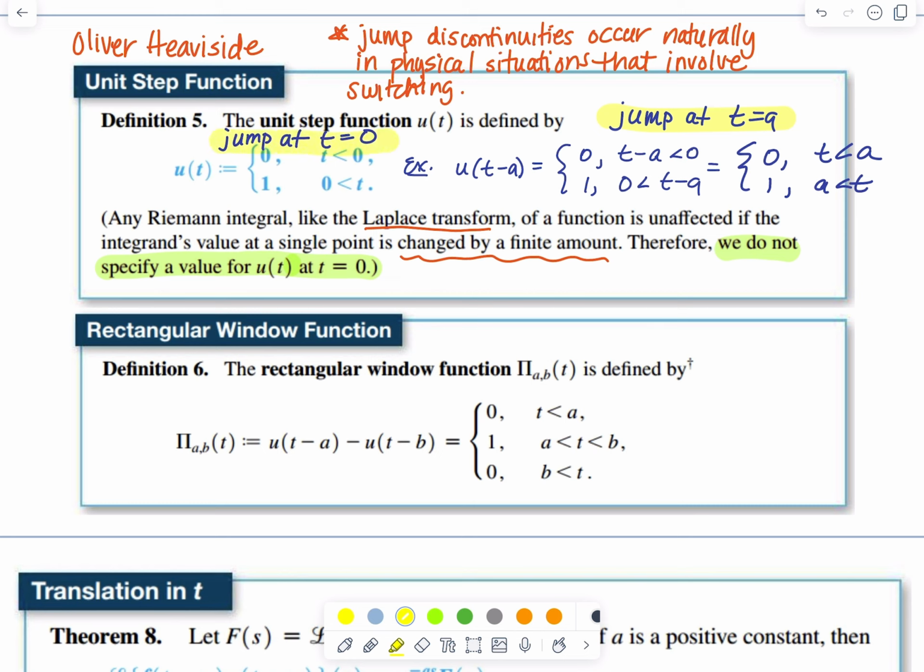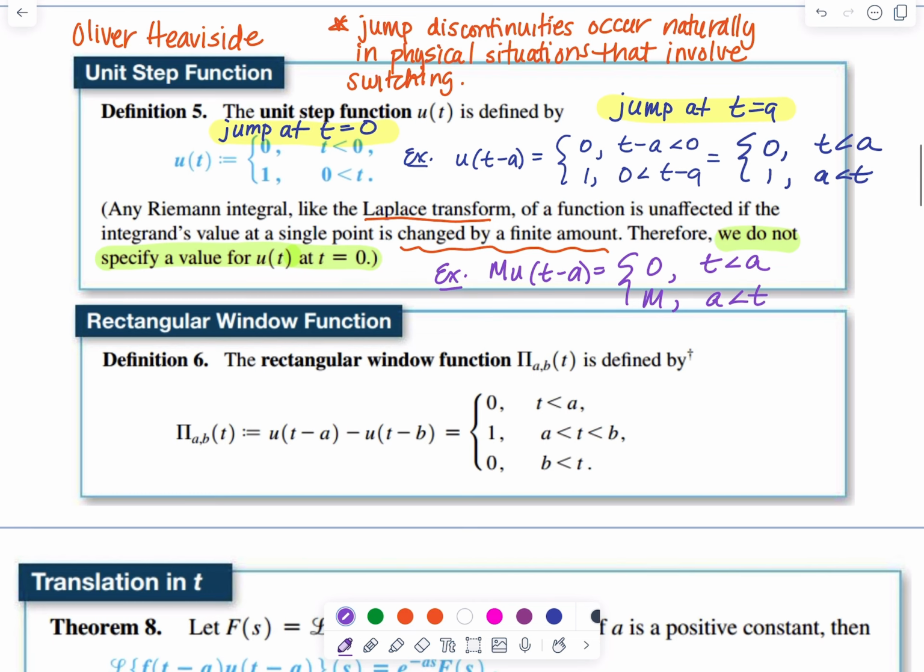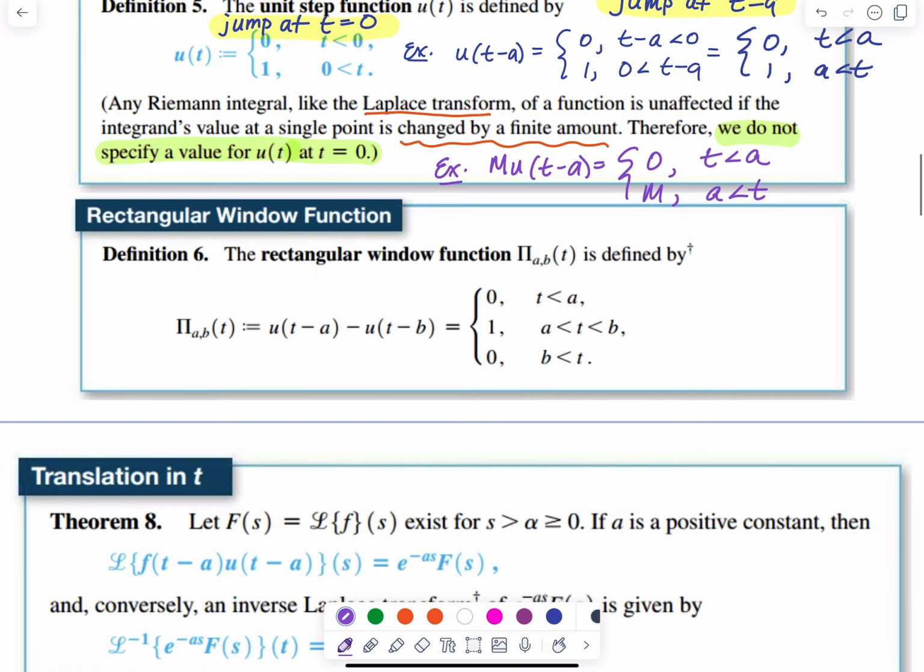Also want to show you how else we can modify this step function. We could also have m multiplied by u of t minus a, and here we would have that equal to 0 for t less than a, and m for a less than t. Shifting of the argument of u of t becomes quite simple.